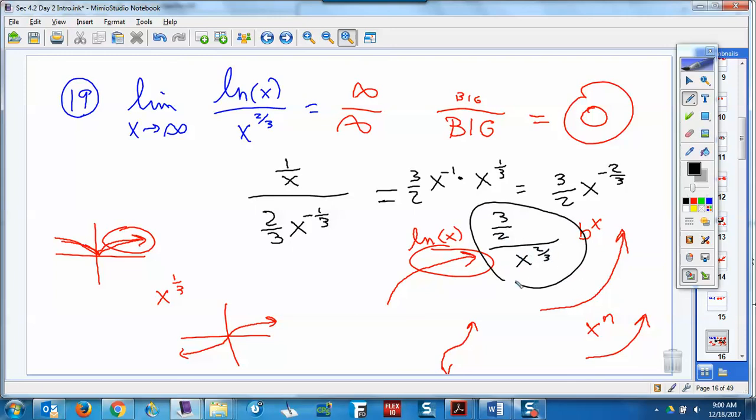Now, look at that. As x gets really big, what do you got? Bottom getting big, top just staying 3/2. So bottom gets big, this goes to 0. So again, a lot of you ask about 19, right?